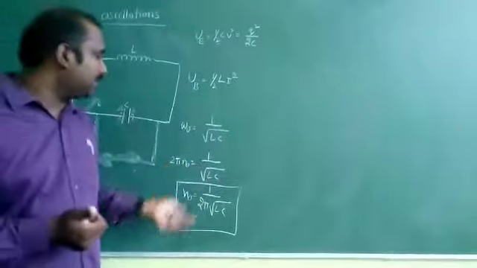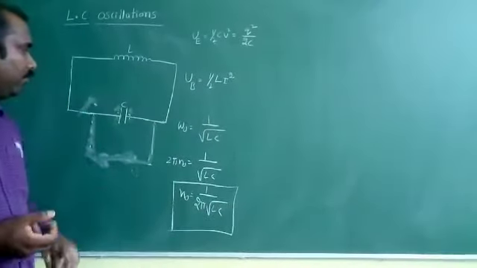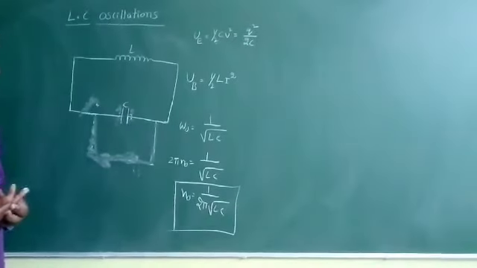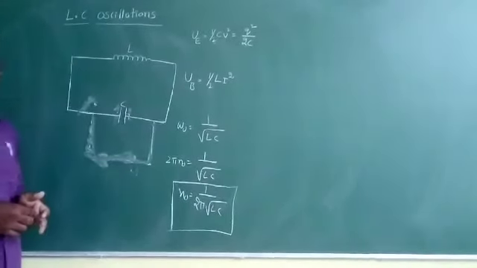And the frequency of LC oscillations is given by the same equation: omega naught equal to 1 by root LC, or 2 pi n naught equal to 1 by root LC, or n naught equal to 1 by 2 pi into square root of LC.